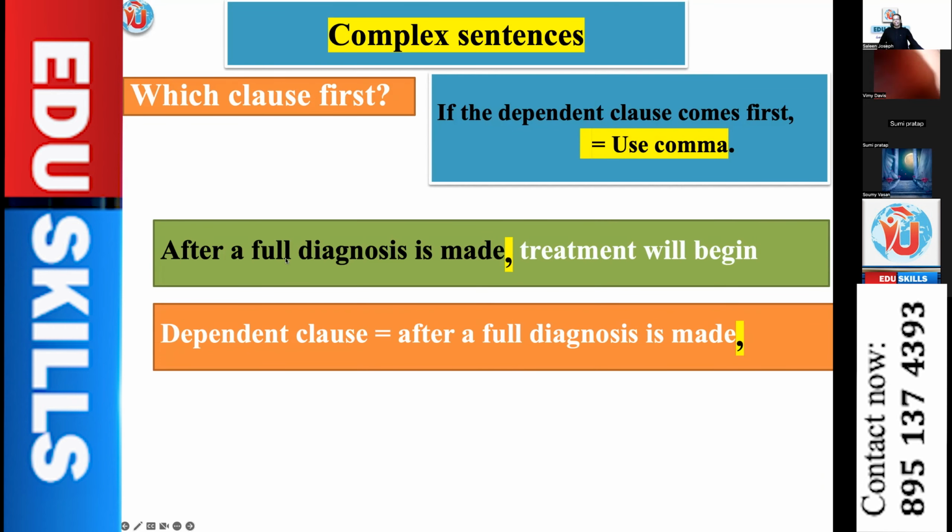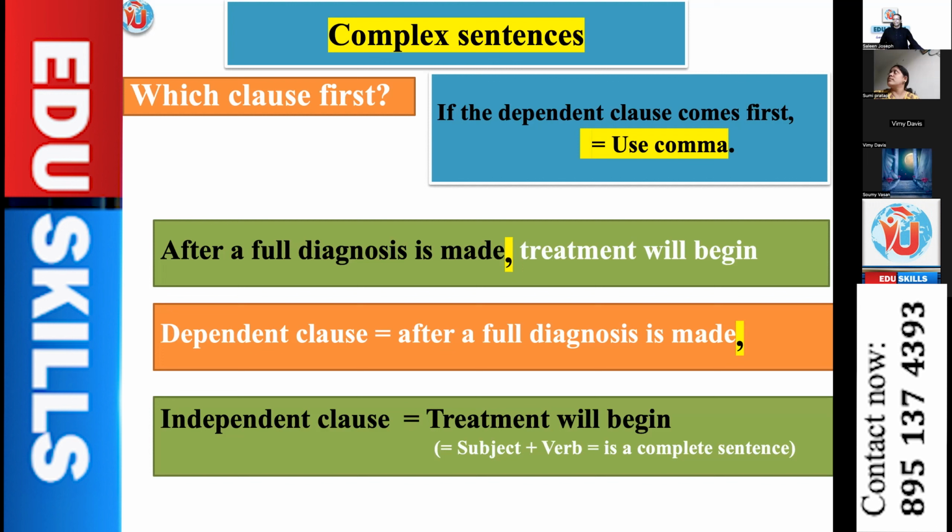After a full diagnosis, see the other way, it is written in a different way. "After a full diagnosis" is the dependent clause first, so we have put a comma here. Treatment will begin. So if you start with the dependent clause, you have to put a comma. Usually you use a complex sentence when you write your introductory paragraph as well as your last request: "Do not hesitate to contact me." The beginning should create a good impression. So when you write a complex sentence in the introductory paragraph, make sure this is followed.